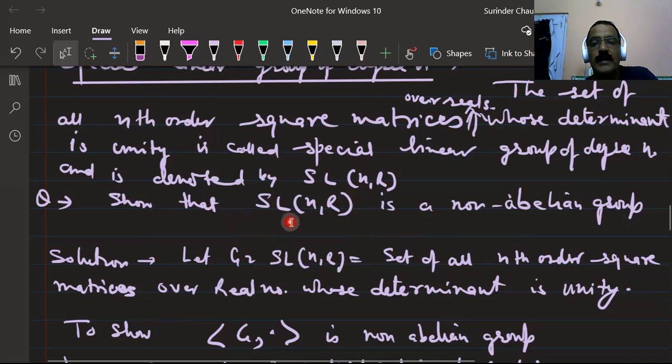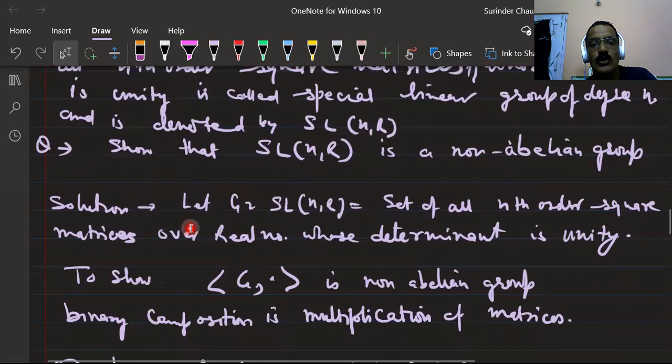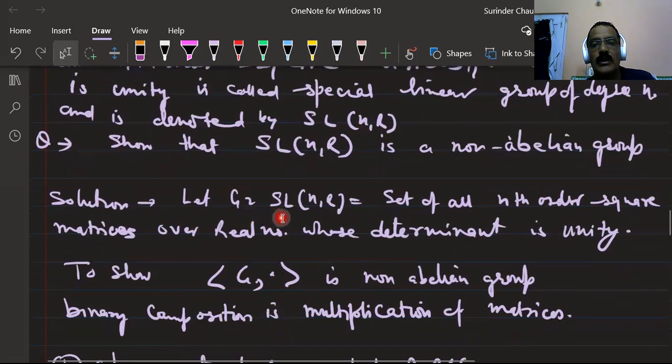Show that SL, the special linear group of degree n, is a non-abelian group. Solution: given G is the special linear set of matrices of order n over reals. That is, the set of all nth order square matrices over the set of reals whose determinant is 1.